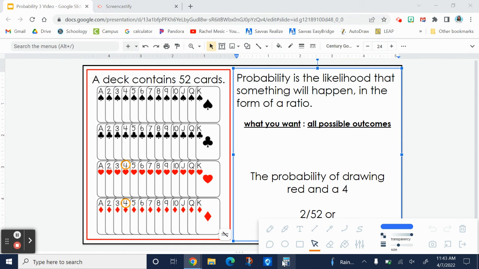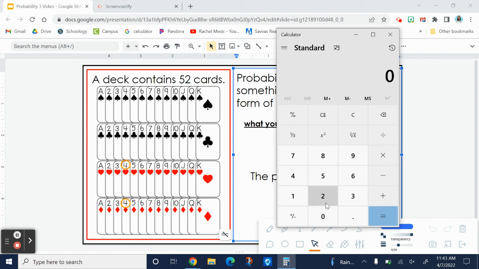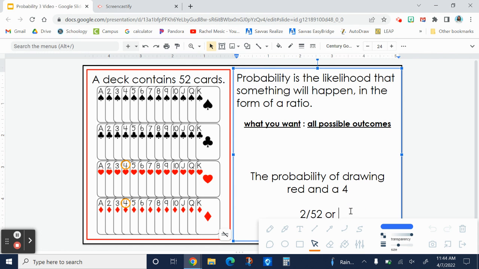Or, let's convert that to a percent. 2 divided by 52. So if we move the decimal 2 times, it would be 3%. This next digit is 5 or higher, so we are going to round it up and add on 1. So 3% plus 1 more percent would be 4%.